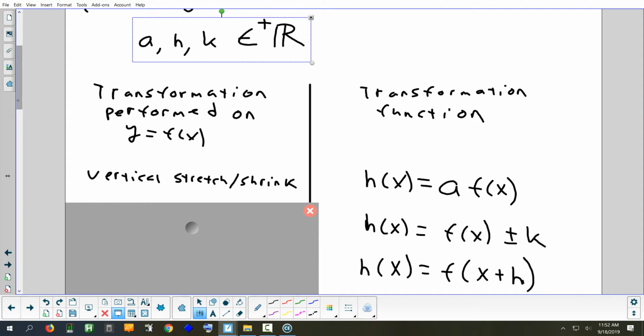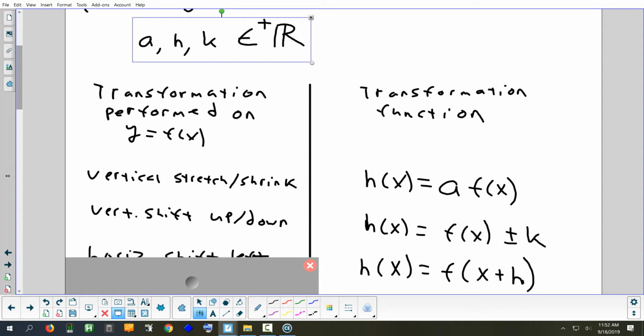Here? It would move the graph up and down. Okay, which way is up? Positive. And down? Negative. So this will shift your graph up if positive, down if negative.